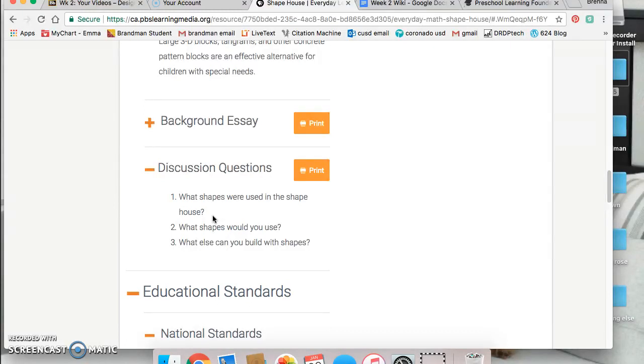And then the number 2 question here is, what shapes would you use? After you've given them the prompt and you've shown them how you would draw a house, have them draw a house and see if their house would be a tall rectangle or if it's going to be a square the same as yours. And then, what else can we build with these shapes? This is where that creativity really falls into place: what can you build with the shapes?